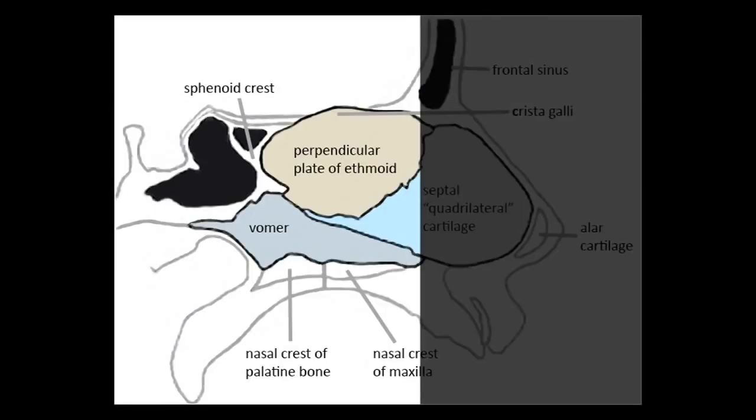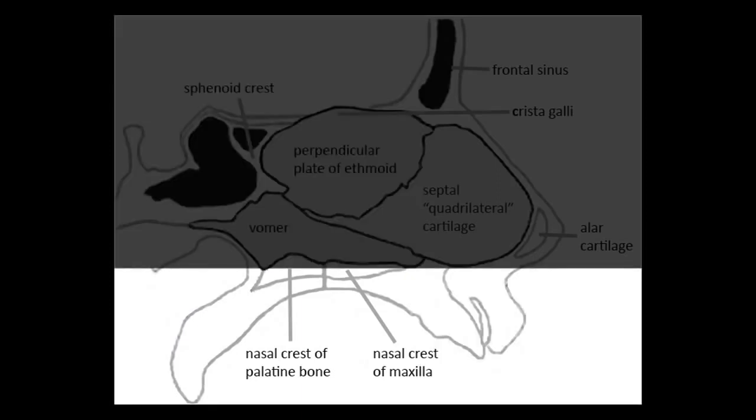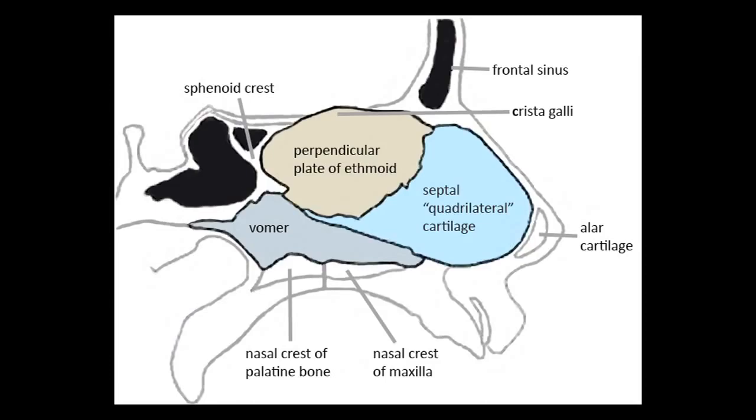The bony components include the perpendicular plate of the ethmoid, which comes from the skull base, and the vomer, which extends up to the face of the sphenoid sinus. Inferiorly, along the floor of the nose, which runs parallel to the roof of the mouth, one might see the maxillary crest, into which the quadrilateral cartilage sits.